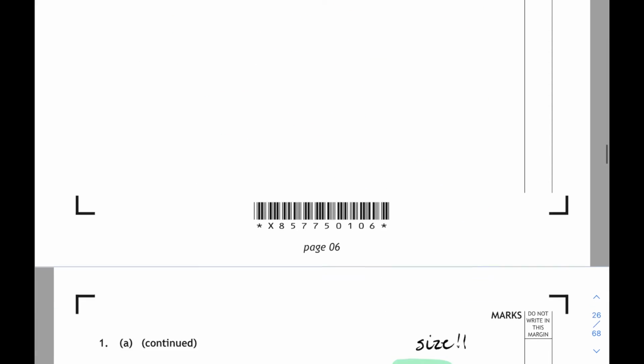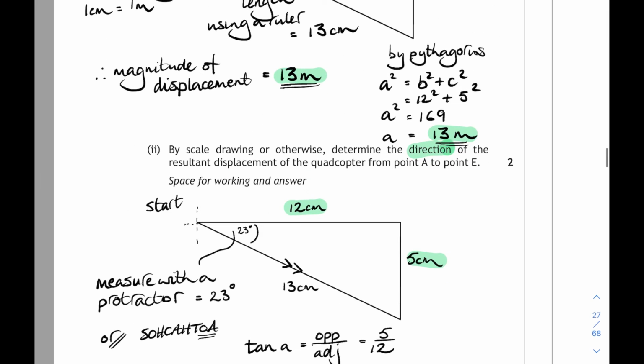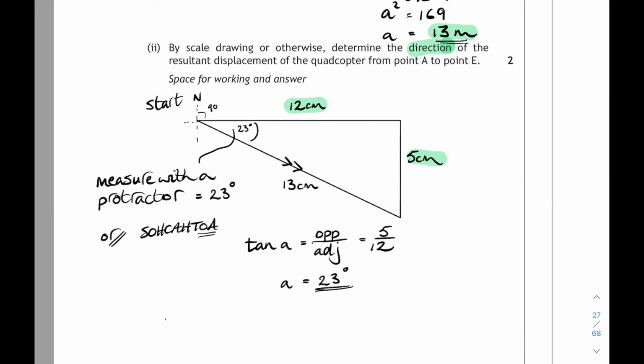So if we want to express the direction of a vector, we should really express it from north, measured in a clockwise direction. So we've got 90 degrees from north to east, and then another 23. So our direction is 90 plus 23, that's 113. That's it expressed as a 3-figure bearing.